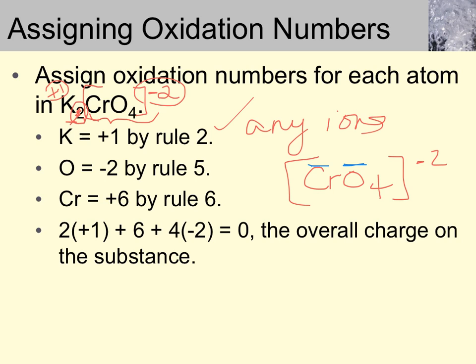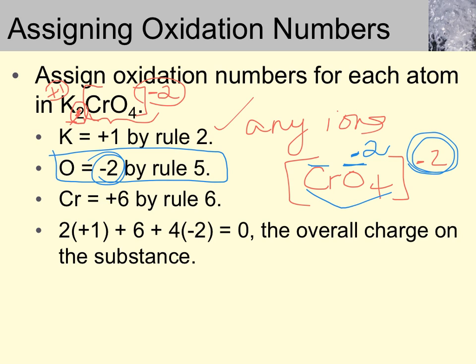So we really don't know what chromium is. Chromium is a transition metal. Its charges can be all over the place. So I'm going to start by assigning an oxidation number to oxygen. We learned in the rule on the last page that the vast majority of the time, oxygen has an oxidation number of -2. So I'm going to go ahead and assign it a -2. Now you have to figure out through simple math what oxidation number chromium must have in order for the overall charge of this to equal -2.